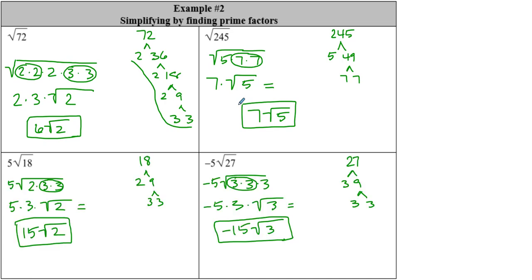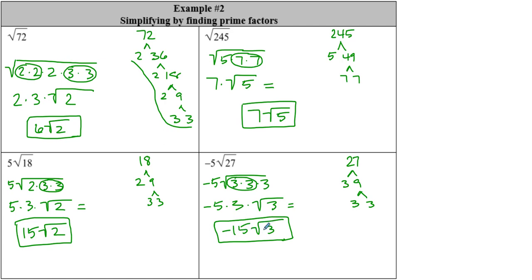All right, welcome back. Hopefully you got what I did. 15 radical 2 for this first one. Remember, if you got that coefficient on the outside, that just multiplies to anything that you took out from the radical that you simplified. And then don't forget your signs always play a major role. So negative 5 times 3 gave me that negative 15, and we got radical 3.